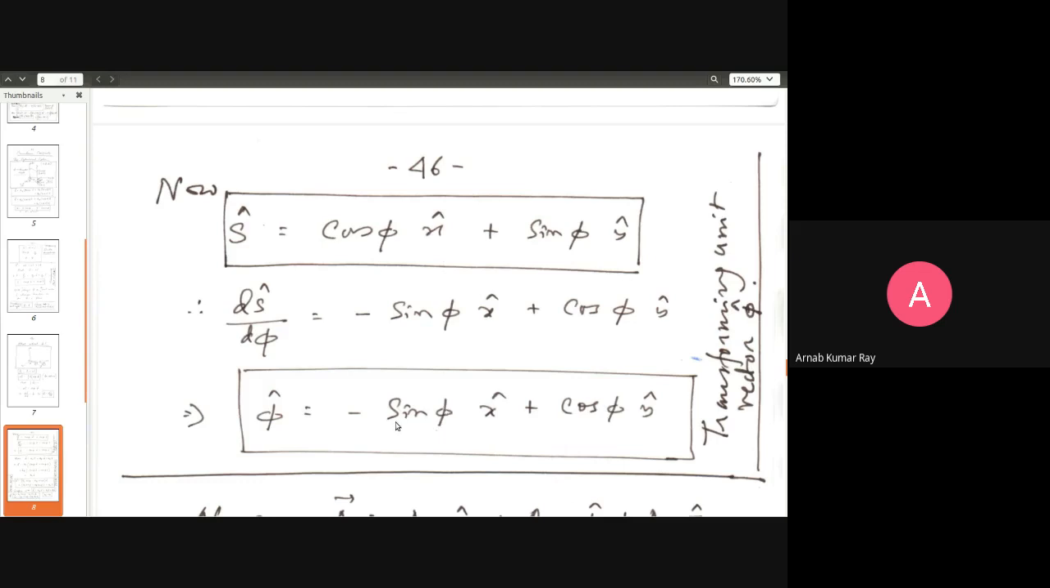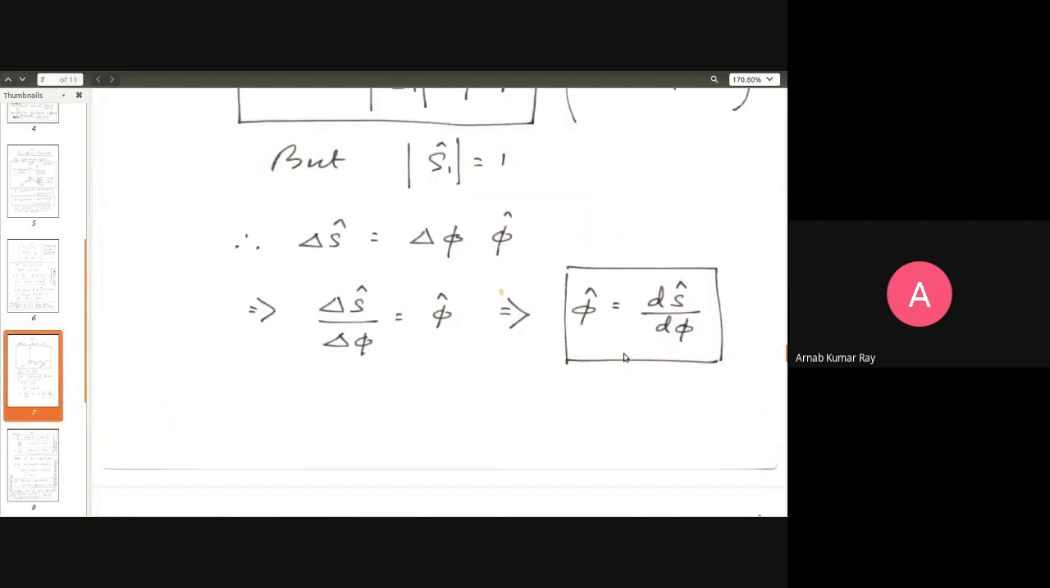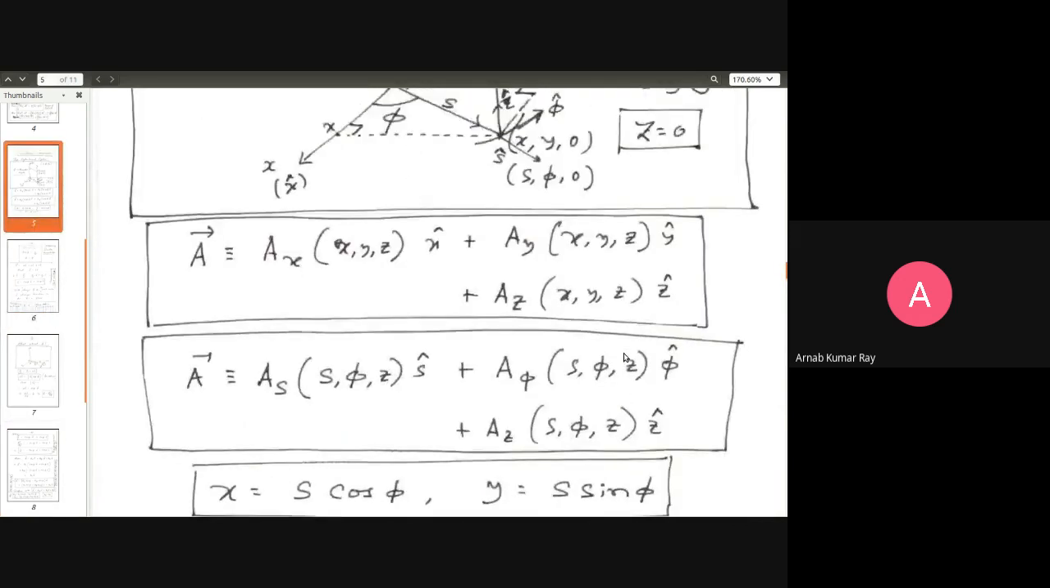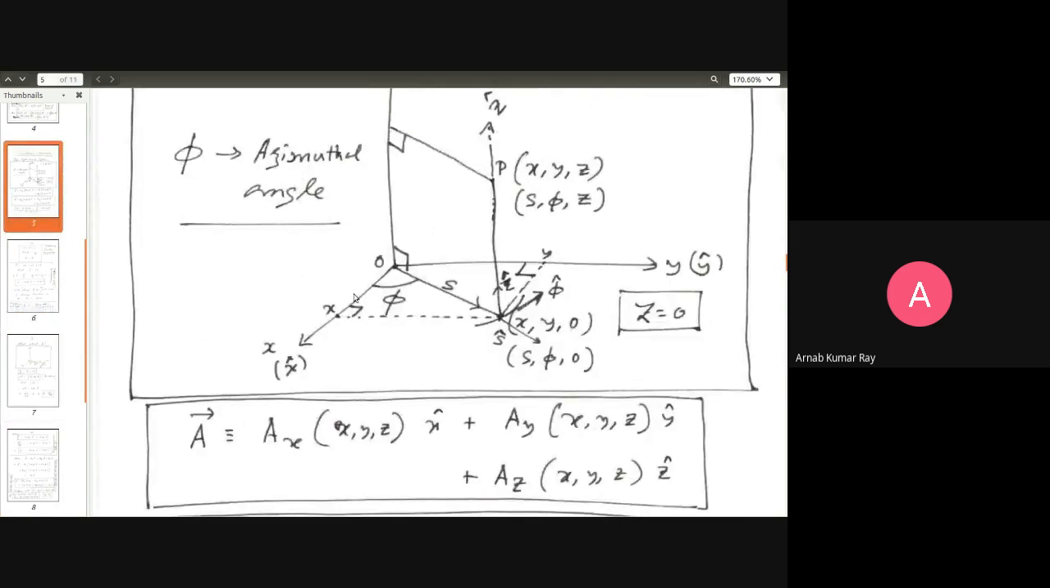Let us now apply this idea. Phi cap is equal to minus sin phi x cap plus cos phi y cap. What happens when phi is equal to 0? If phi is equal to 0, sin phi will be 0 and cos phi will be 1, and phi cap will be in the y direction. How so? Here, phi is equal to 0, meaning you are on the x-axis. Phi cap will be perpendicular to the x-axis, pointing in the y direction, because it's a part of a circle that is being swept out all around. So here it will be perpendicular to the x-axis.